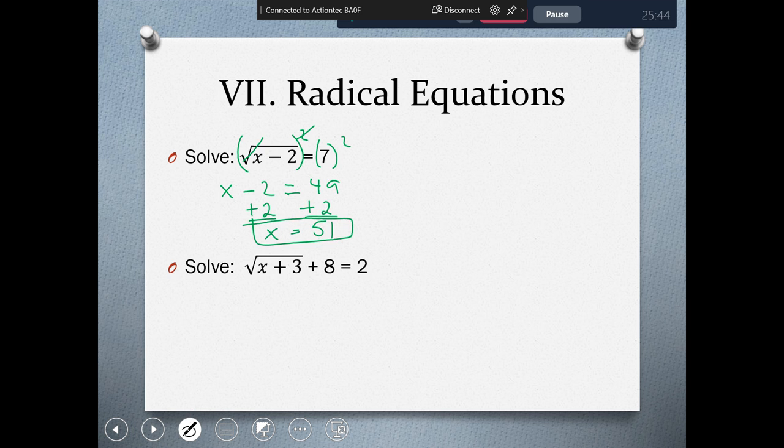Okay, is my square root or radical by itself? No, there's an 18 added to it. The opposite of addition is subtraction. So I'm going to get the square root of x plus 3 by itself, and negative 4 is on my other side. So whenever you have a square root equaling a negative number, it is no solution.